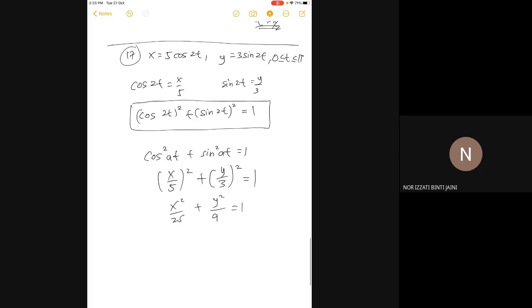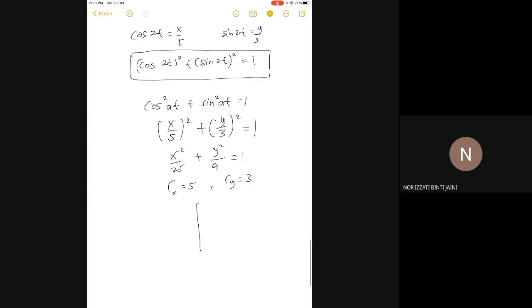So the radius for x is 5, square root kan. Radius for y is 3. Okay, so dia bukanlah satu circle because the radius is not the same kan. So it will be an ellipse. Ellipse yang panjangnya pada x. Katalah sini 5, sini 3. So dia jadi bola rugby lah tu.